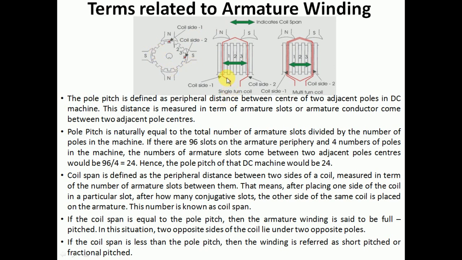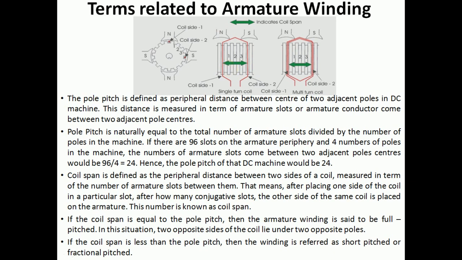Next, you must know what you mean by a coil span. Coil span is defined as the distance between two sides of a coil measured in terms of armature slots. If you see here, in this case, this is a coil, and this is the distance between this coil side and this coil side, or both the conductors of a coil, measured in terms of armature slots. In this case, the coil span is also 4.